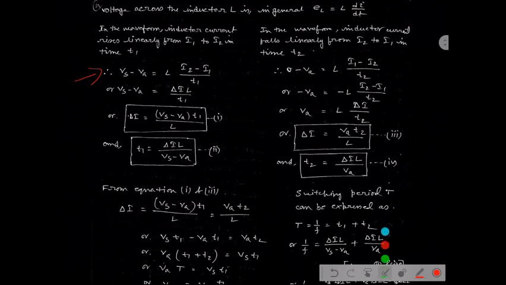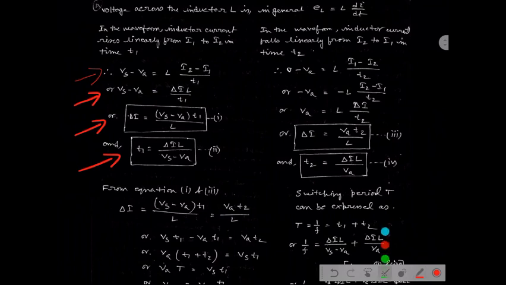Similarly, from this expression we can change the term: Vs minus Va equals L del IL by dt. As we know, I2 minus I1 is defined by del I, which was mentioned in the waveform, so it is replaced by del I into L by T1. Ultimately we get the result del I equal to Vs minus Va into T1 by L, equation number 1. Similarly, from this equation we can write equation number 2, in which T1 equals del I into L by Vs minus Va.